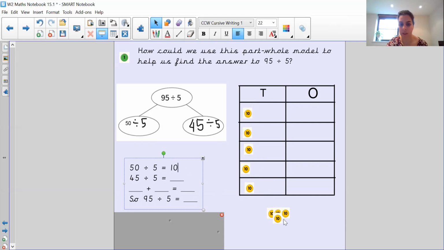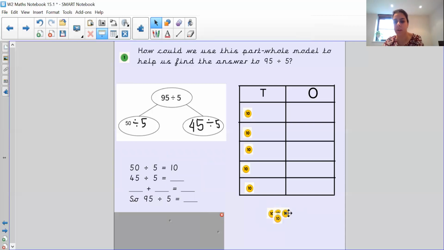45 divided by 5 now. Now this could take a while. So these 10s I've turned into 40 1s. So I'm going to delete these, because what I've done up here is I've made them into 40 1s. So I've done my 50. I've now got 45 1s to put out.